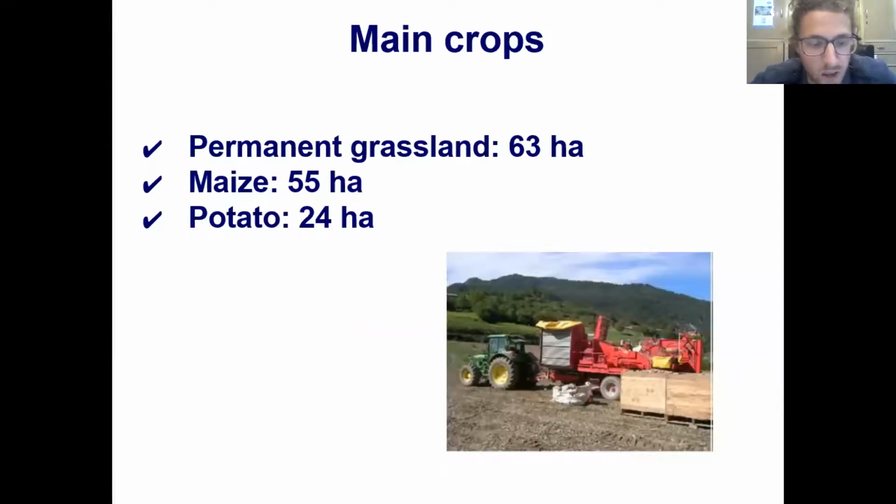We cultivate about 63 hectares of permanent grassland, 55 hectares of maize, and 24 hectares of potatoes that are sold with a small brand called Montagnina, and it is a mountain potato.